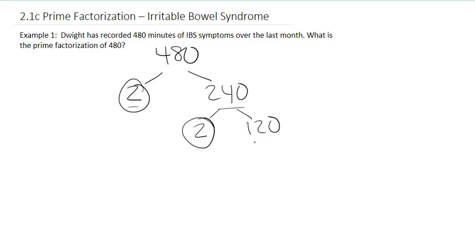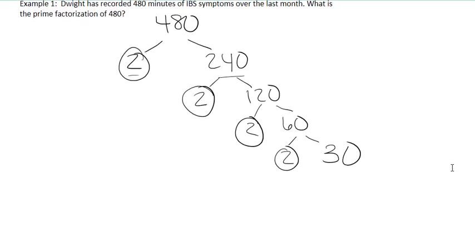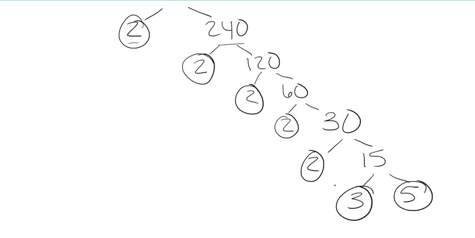Then we have 120, and let's divide this one. 2 into 60. We'll circle the 2. Now we have 60. 60 can be divided into 2 again. So we'll keep the 2, and we have 30 here. Then we have 30, so then we divide this by 2. You get 2 and 15. We circle the 2 because it's a prime number. Now 15 can be divided by 3 and 5. And these both are prime numbers.